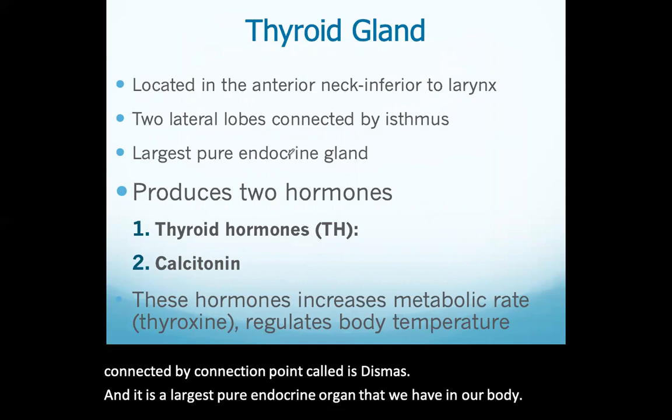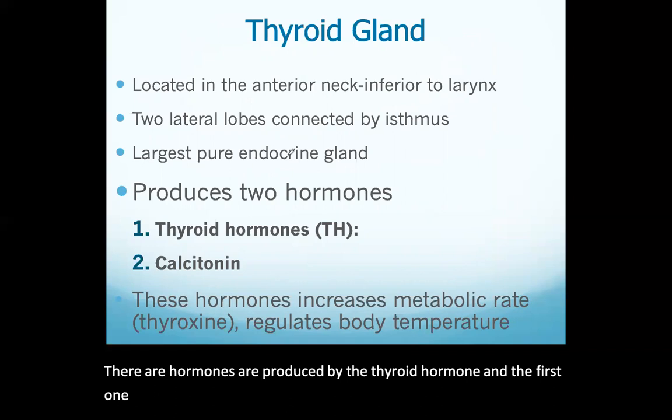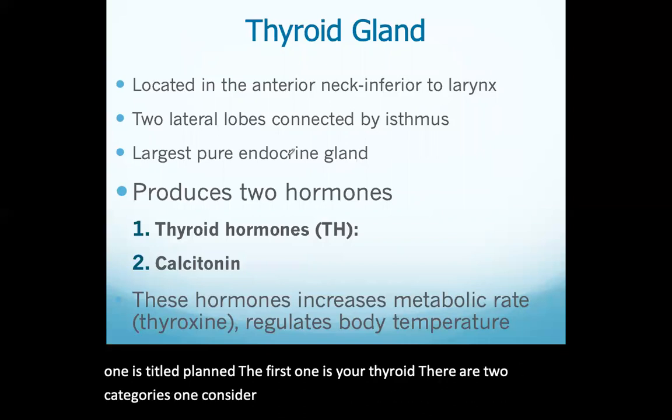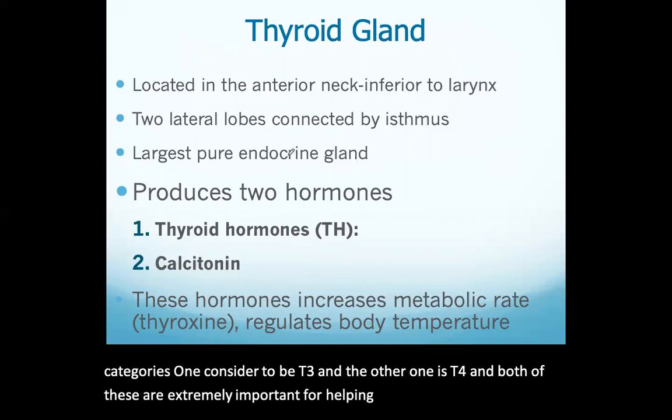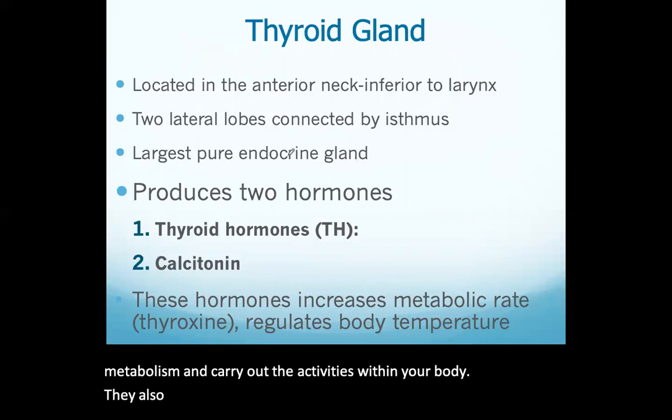Now, there are two main hormones that are produced by the thyroid gland. The first one is your thyroid hormones. There are two categories: one considered to be T3 and the other one is T4. Both of these are extremely important for helping you maintain your metabolism and carry out the activities within your body. They also play a major role in body temperature.